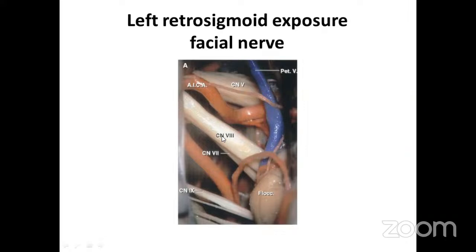The cranial nerve 7 is more anterior than cranial nerve 8. The origin of both nerves is from the pons, but the facial nerve arises 2 mm anterior to cranial nerve 8, the vestibulocochlear complex. These two nerves arise from the pons and go into the internal acoustic meatus via the internal porus.